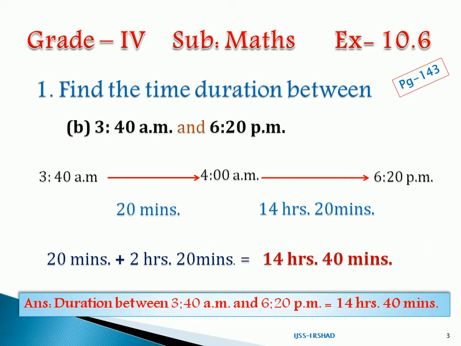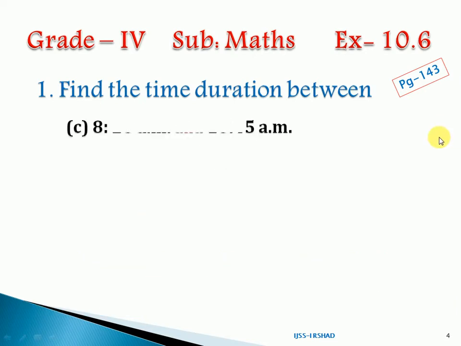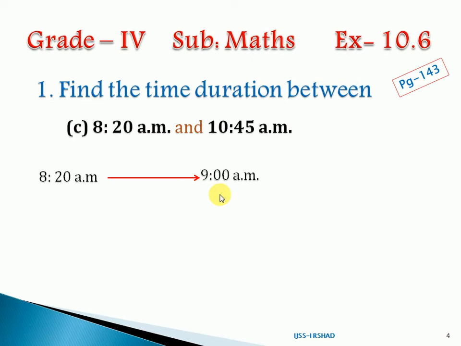Now we will move to part C of the same question. So let's have question C here. Question C is 8:20 AM and 10:45 AM. So in the same way we will do it: first write the starting time, then draw an arrow and write the nearest round-up time, that will be 9 AM, and then again give an arrow and then the final time, that is this one.